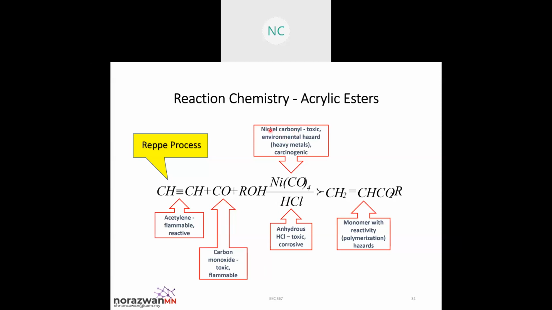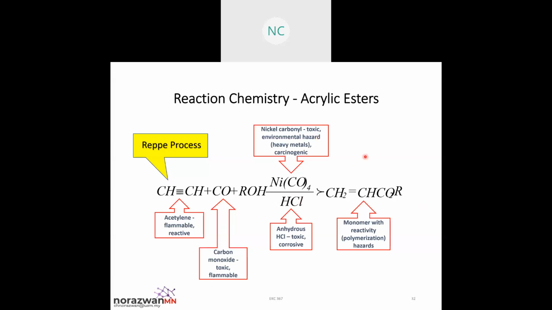material such as nickel carbonyl, which is toxic to the environment, a heavy metal with carcinogenic properties, and also HCl, anhydrous hydrochloric acid, which is toxic and corrosive. Then the product itself is a monomer with reactivity. So basically this process is good, however the hazards inside this process are too much.